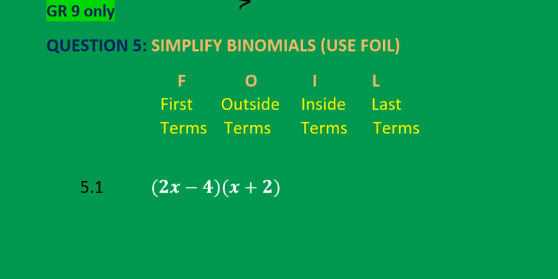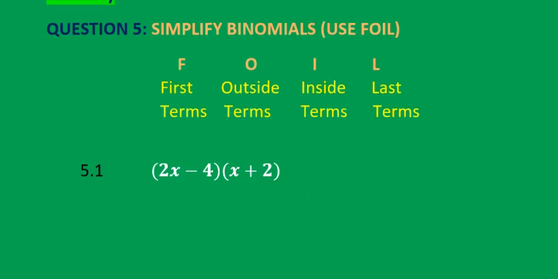Moving on to simplifying binomials. A binomial is basically 2 brackets with 2 terms inside. You must multiply 2 brackets that have 2 terms inside. So how do you simplify a binomial? Grade 9 learner, you need to use FOIL. Let me show you how FOIL works.